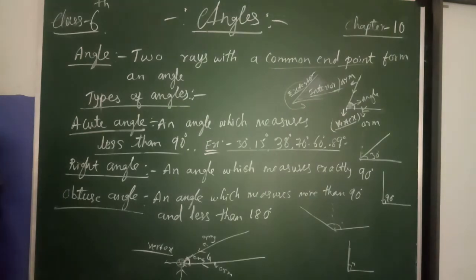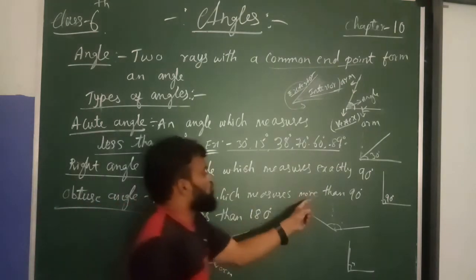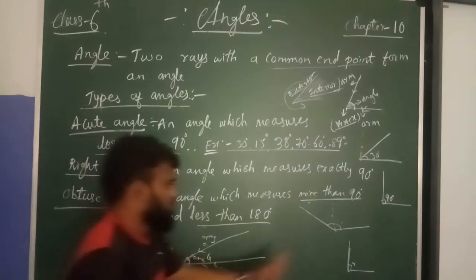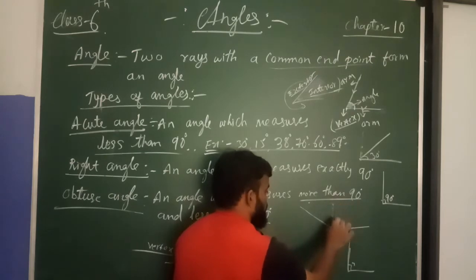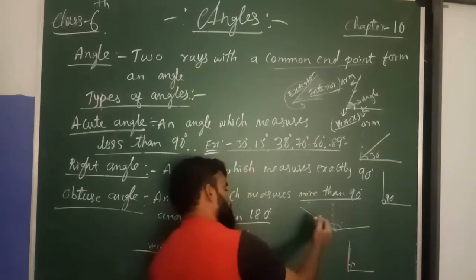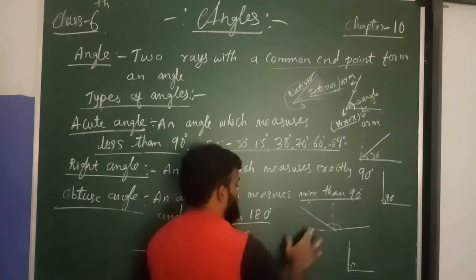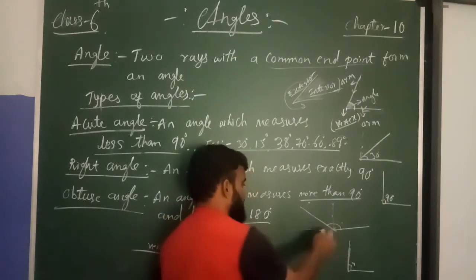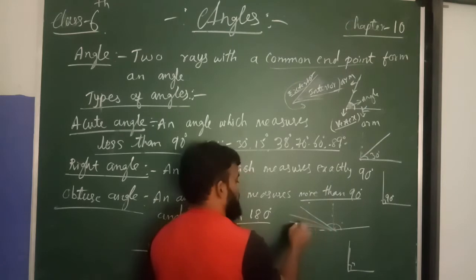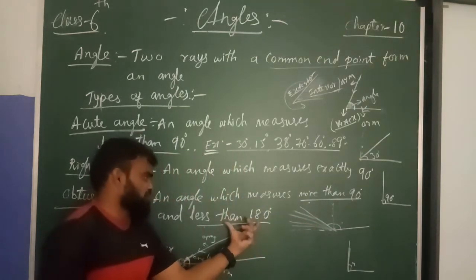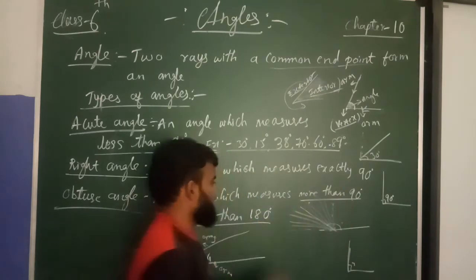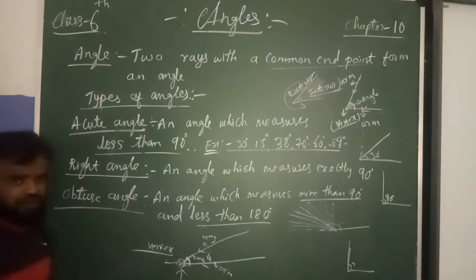Next is the obtuse angle. An angle which measures more than 90 degrees. This dotted line is the L shape, 90 degrees. We can take more than 90 degrees. This straight line is 180 degrees, remember that. We can take angles here, here, and here, but it is less than 180 degrees and more than 90 degrees. These types of angles are called obtuse angles.